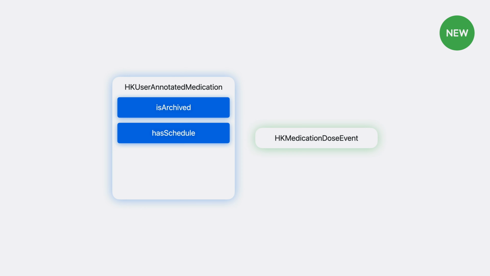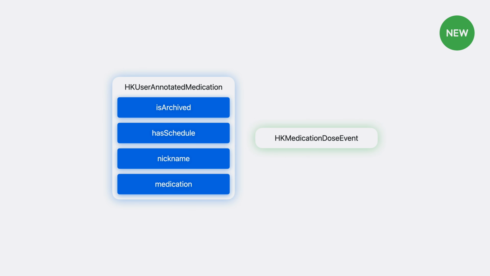hasSchedule tells your app if a medication has a reminder schedule set up. If it does, the system will regularly present notifications to log this medication. A nickname is a more memorable way of referring to a medication, rather than its longer clinical name. It's used for personalization and making medication management less clinical and more friendly. There's also a reference to the actual medication being taken.